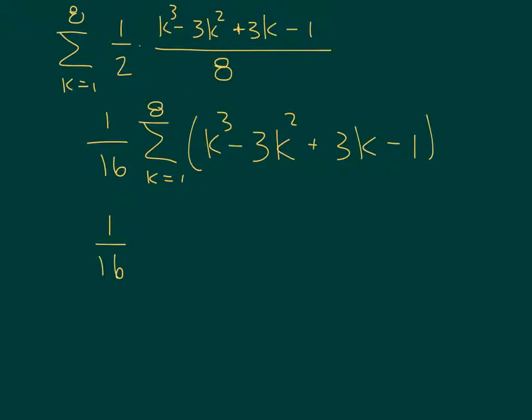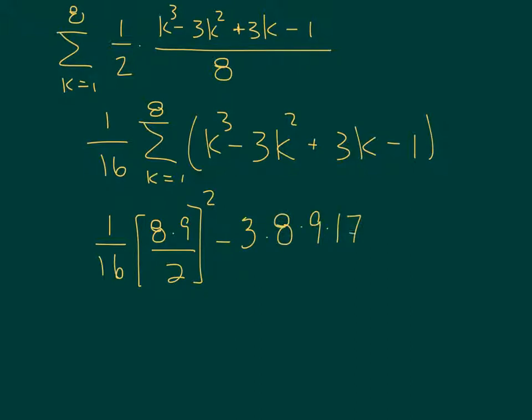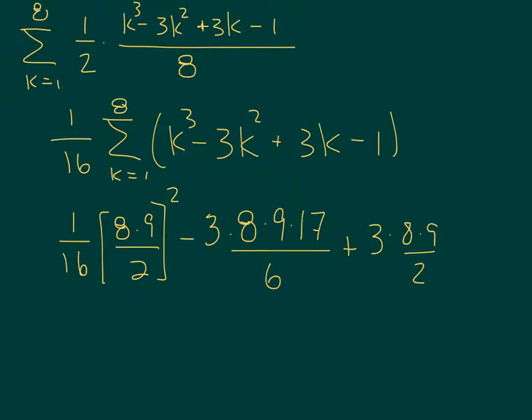So that is going to be 8 times 9 over 2, quantity squared. For my 3k squared, I'm going to pull out the 3, and I know my formula for k squared is n plus 1, 2n plus 1 over 6, so that's going to be minus 3 times 8 times 9 times 17 all over 6. Then I'm going to have plus 3 times 8 times 9 over 2. And I'm also going to have minus 8, right? And that whole thing is multiplied by 1/16.